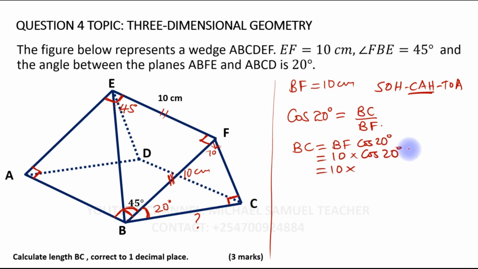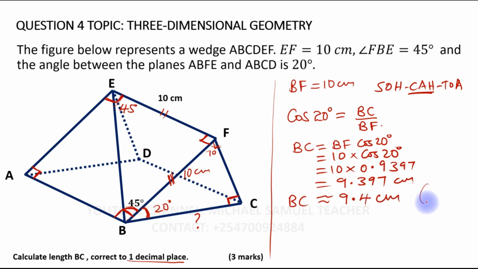So cosine 20 degrees using a calculator is 0.9397. Multiplied by 10, we have 9.397, and that is centimeter. But you need to be very careful. The question requires we give the answer correct to one decimal place. So BC will be 9 point. The digit coming after 3 is more than 5, so we round up, so this will be 4. So 9.4 centimeter to one decimal place. You are going to miss a mark for not giving it to one decimal place.